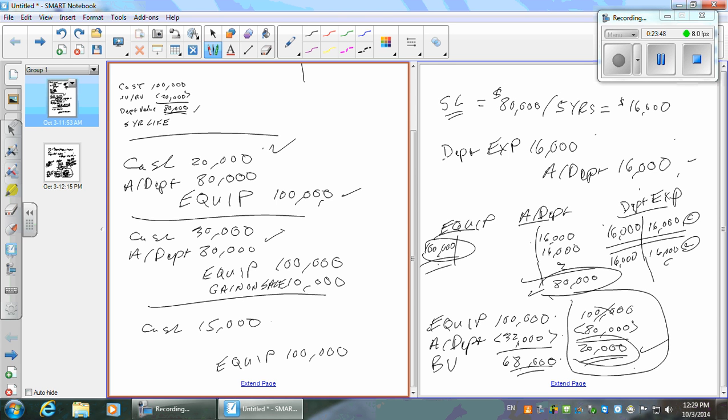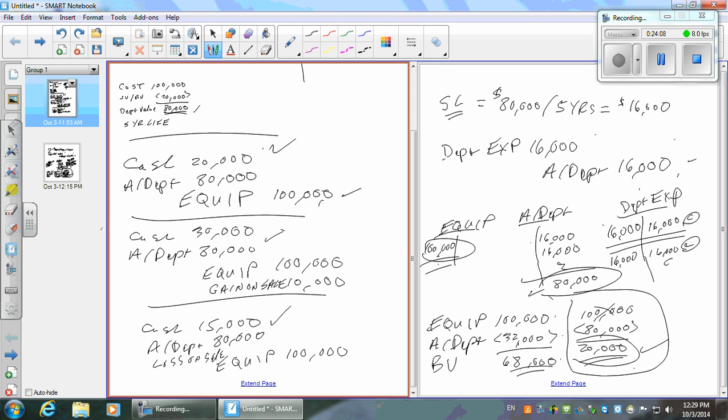20, then 30, then 15. What else do we want to get rid of since we don't have the asset anymore? Accumulated depreciation, otherwise you have a negative asset. Okay, 80,000. And what else, you guys? Yeah, loss on sale.